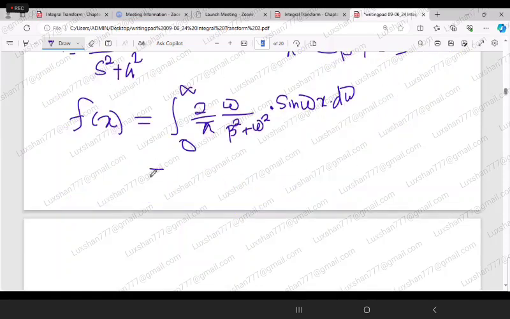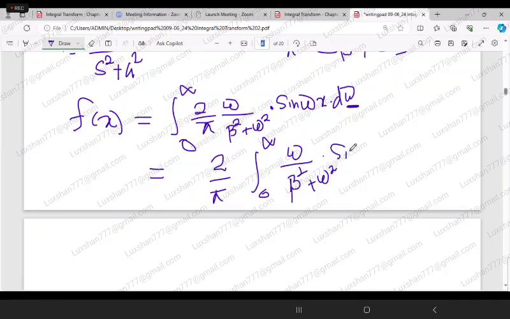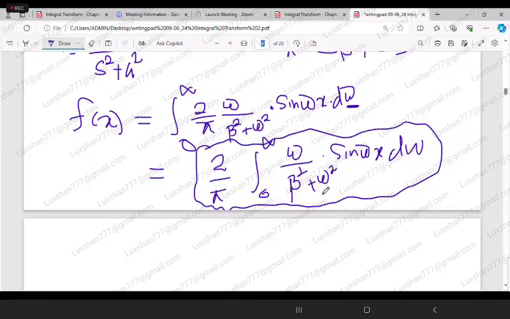You can't take omega out because look at the integration. This is with respect to omega. Therefore, you can't take omega out. So you write it as 2 over pi, integration 0 to infinity, omega over beta squared plus omega squared into sine omega x d omega. This is the Fourier sine integral representation of the function. So that is the answer.